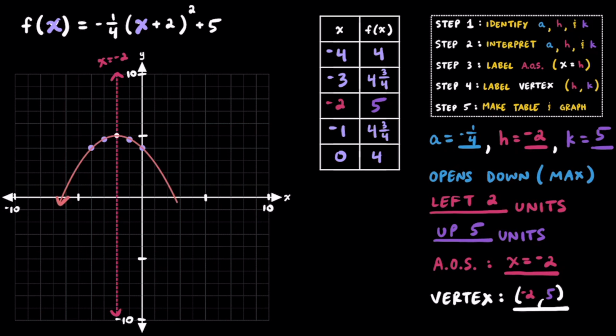Here's a pretty accurate sketch of the parabola for the function f of x is equal to -1/4 times a quantity of x plus 2 squared plus 5. Since our a value is -1/4, the parabola is upside down, and it's a little bit wider than normal, or there was a vertical shrink.